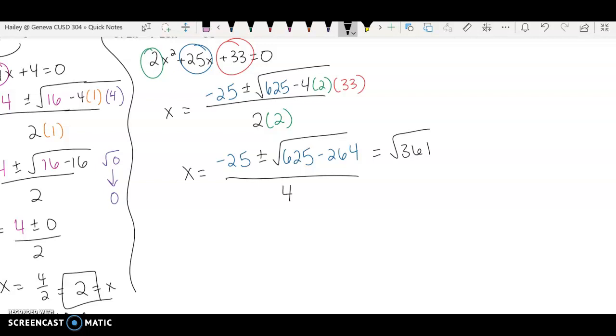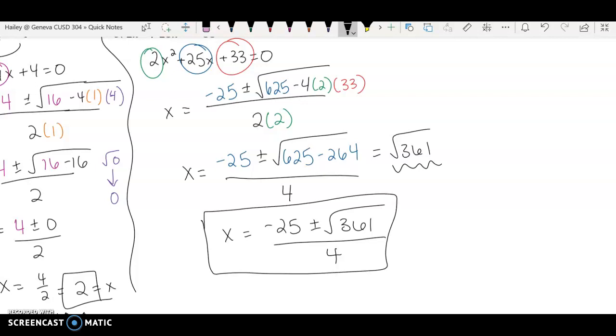Okay, so at this point, we need to think about 361 and what it's divisible by. It's not divisible by 2 or 3 or 4 or 5 or 6, maybe 7. Nope. We can keep going through all of that, but if you keep going, you end up realizing that it can't be broken down. So we're left with x equals -25 plus or minus the square root of 361 divided by 4. If we can break this down, we should. This one's a little bit ugly. We're going to keep it just this way because there's nothing that we can really break it down with. So we keep it like that. Okay, so these are just uglier ones.